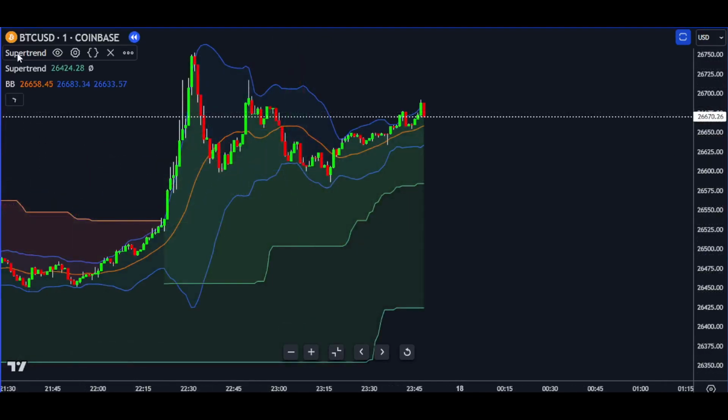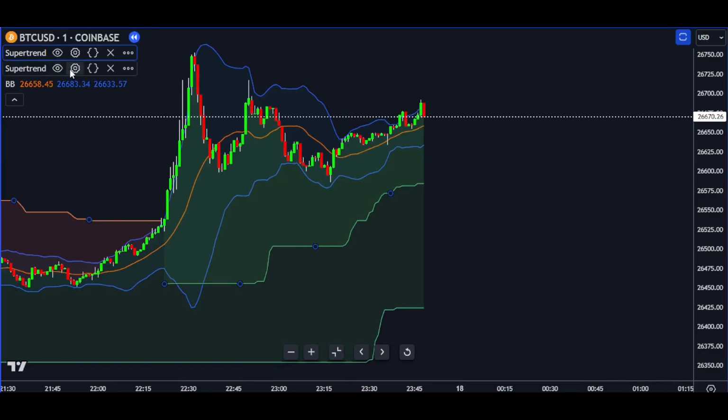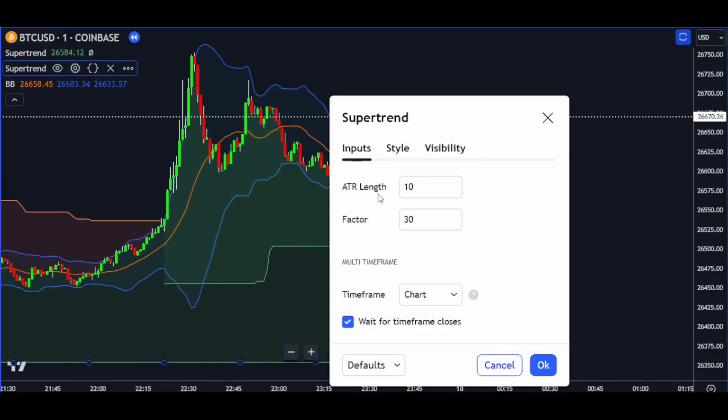First off, let's set up our indicators. Supertrend, 10 length, with a factor of 10 for medium-term trend identification. Another Supertrend, 10 length, with a factor of 30 for slow trend confirmation. Bollinger Bands, 20 length, with a standard deviation of 2 for short-term price volatility assessment. Our strategy revolves around using the Bollinger Bands to measure short-term fluctuations and the Supertrends to identify medium and longer-term trends. Here's how it works.